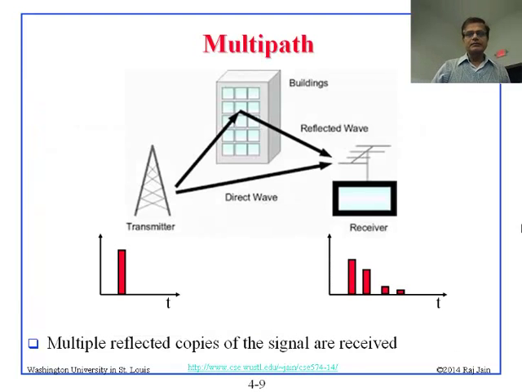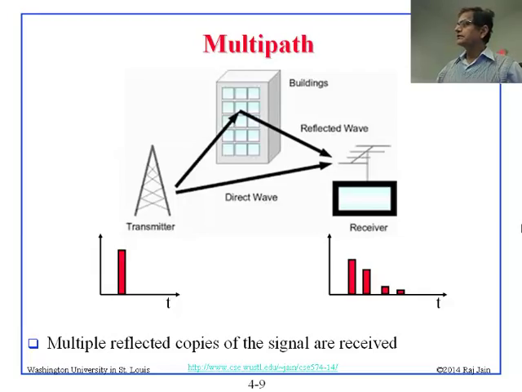All right, so let's see the multipath. What happens with multipath? Here is the transmitting antenna, here is the receiving antenna. This actually shows a television antenna, but anyway. The signal comes directly as well as reflected through the building, so you get two signals. In fact, you might get many signals. You send one pulse, you might get 4 pulses.